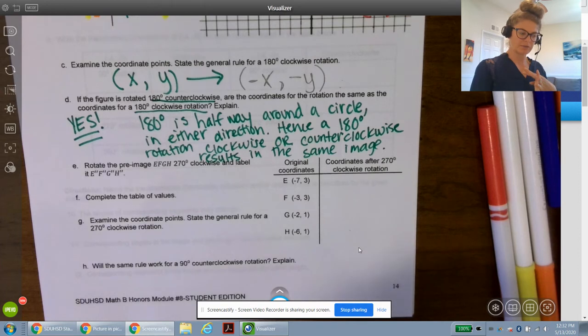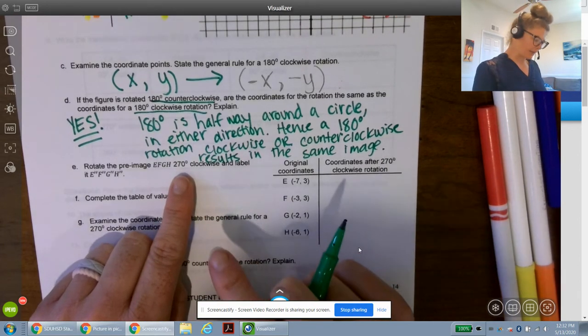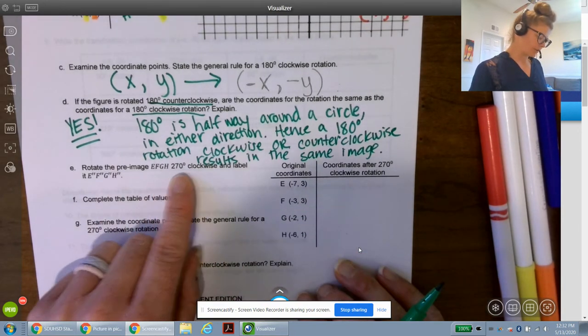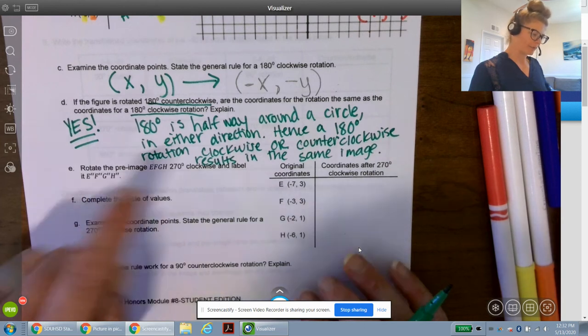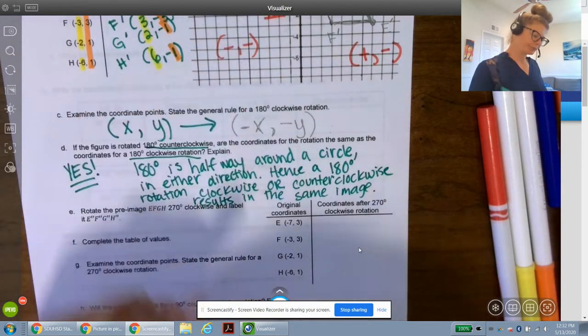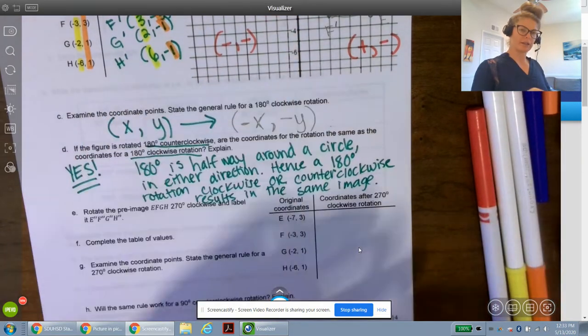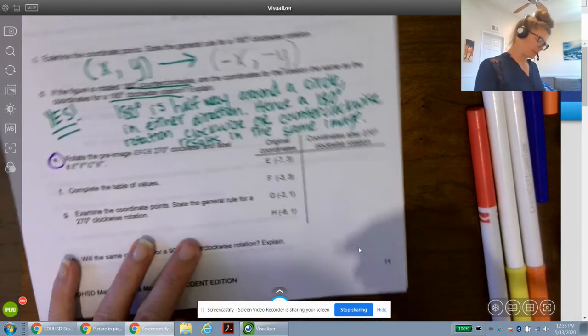So now I guess we just have to go, hey, 270 degrees clockwise. Let's do that. So rotate the pre-image E, F, G, H 270 degrees clockwise and label it E double prime, F double prime, G double prime, H double prime. So we're going back up here. I'm going to pick a different color that I didn't use already on this coordinate plane. So I'm going to make it purple. So I'm going to circle this in purple.